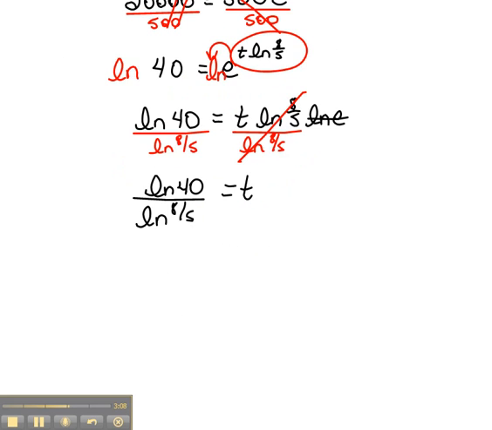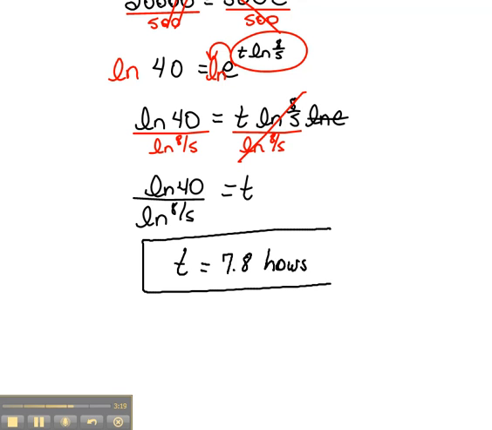And if we do that on our calculator, because this is just a number, we should get that t equals 7.8 hours. So after about 7, almost 8 hours, we're going to end up with 20,000 bacteria when we started with only 500.